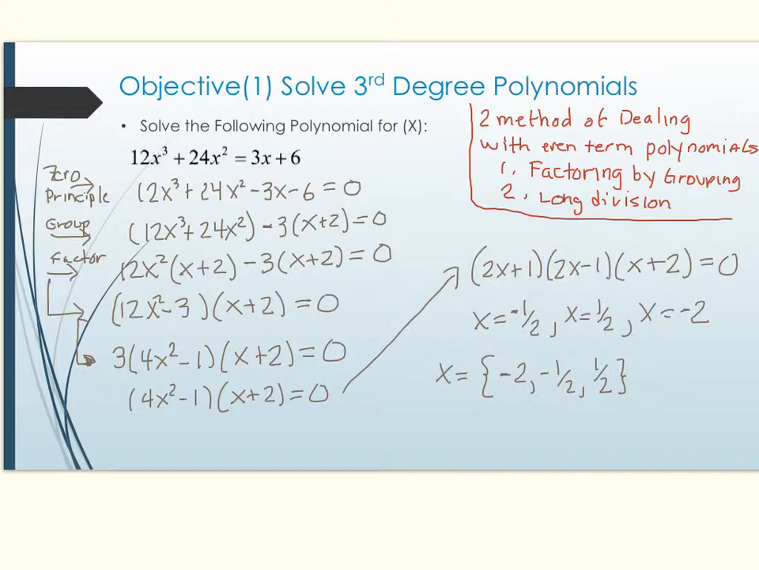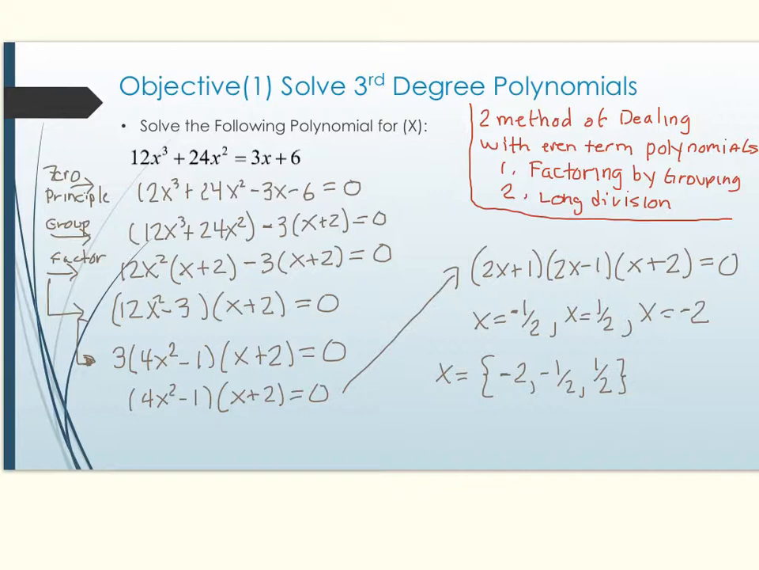So the first idea for any polynomial, we're going to use the zero principle in that we're going to move all the variables and numbers over to one side of the equation. In this case, we're going to move them to the left side. So we have 12x cubed plus 24x squared minus 3x minus 6 equals 0.